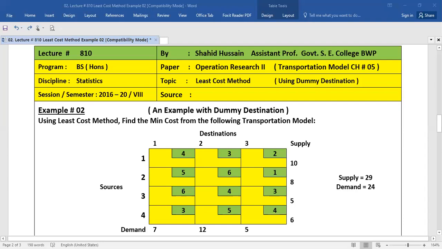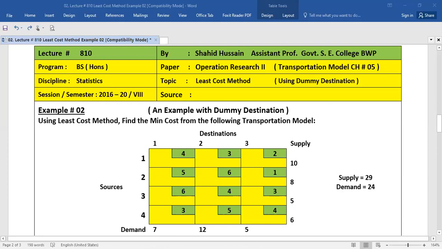In this session we are going to learn the least cost method with the help of example number 2. When you have an unbalanced transportation model, in this model we have supply 29 and demand 24. Here we have supply. If we add these four values, you will get 29. If we add these three values, we will get 24 as the total. So we see that our demand is less than our supply.